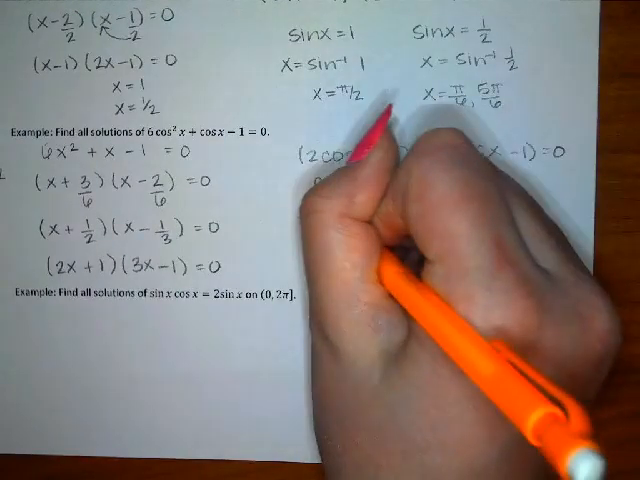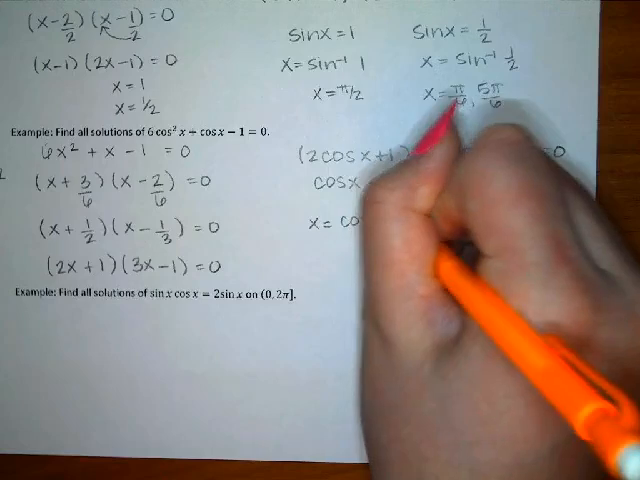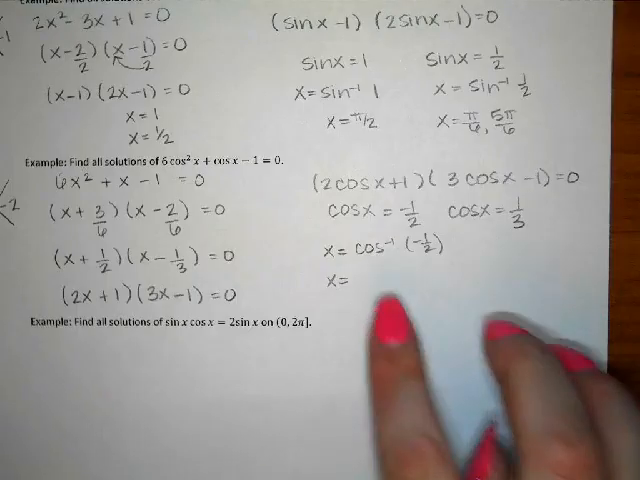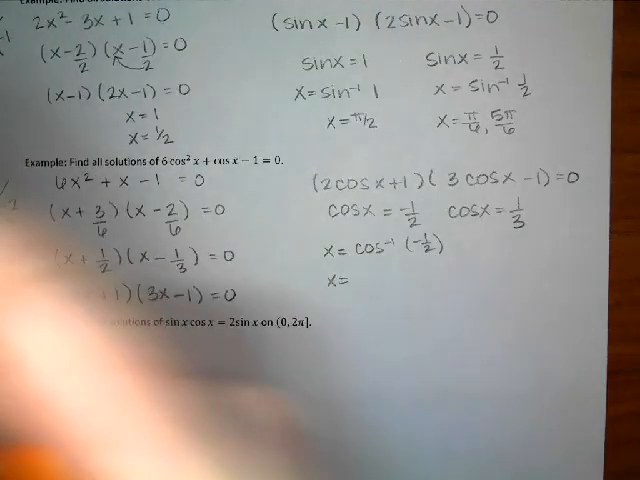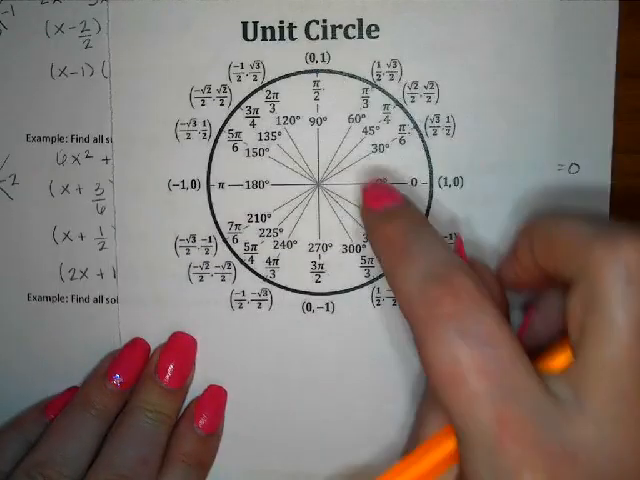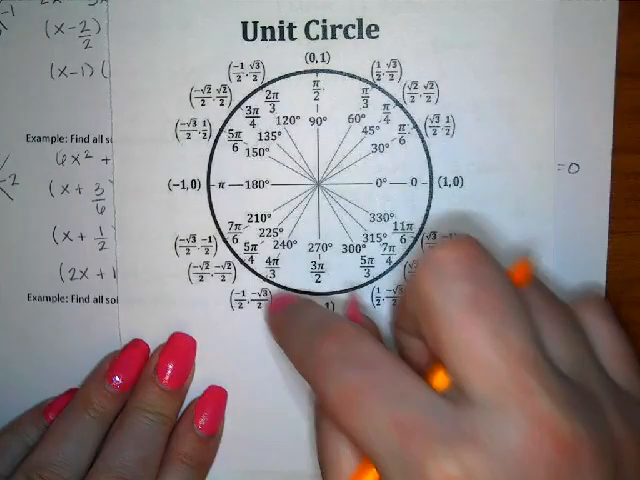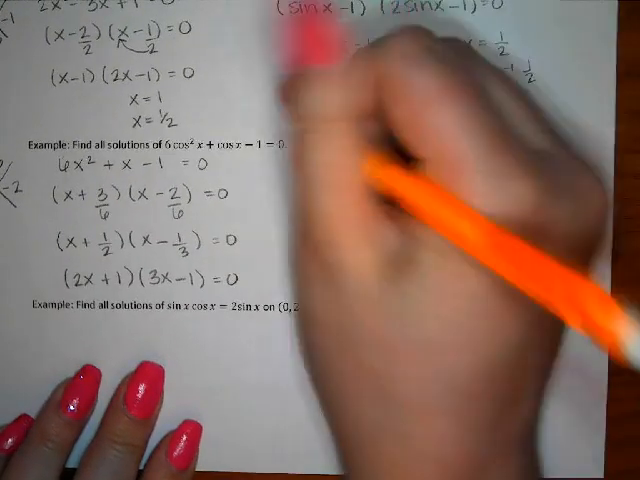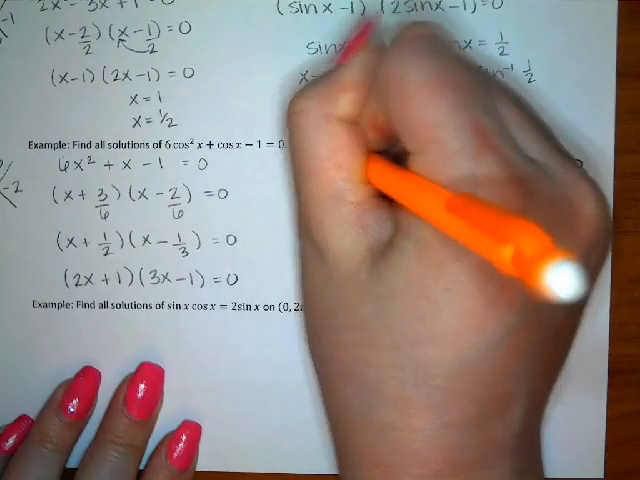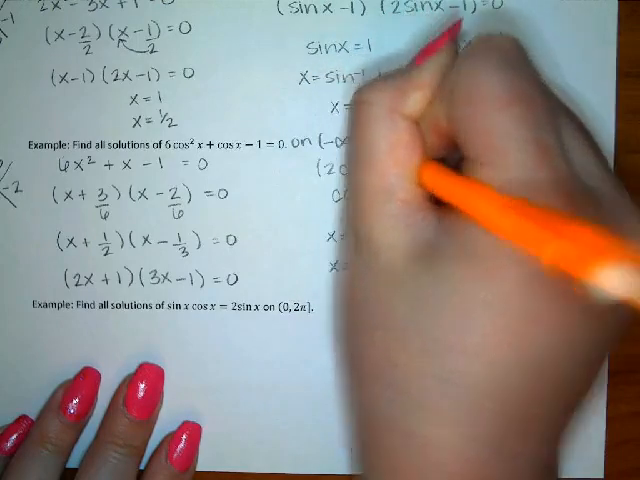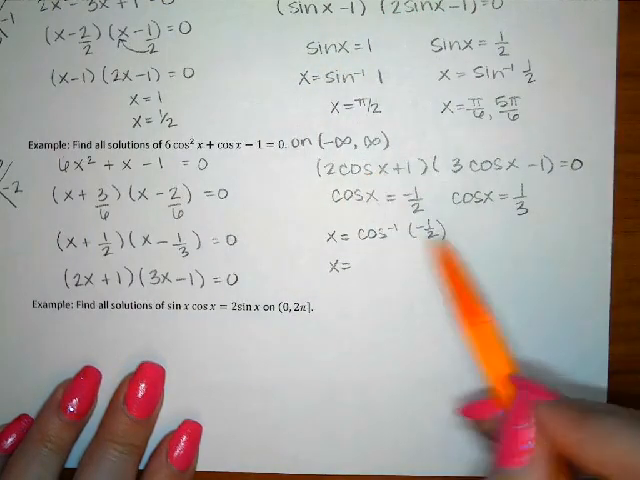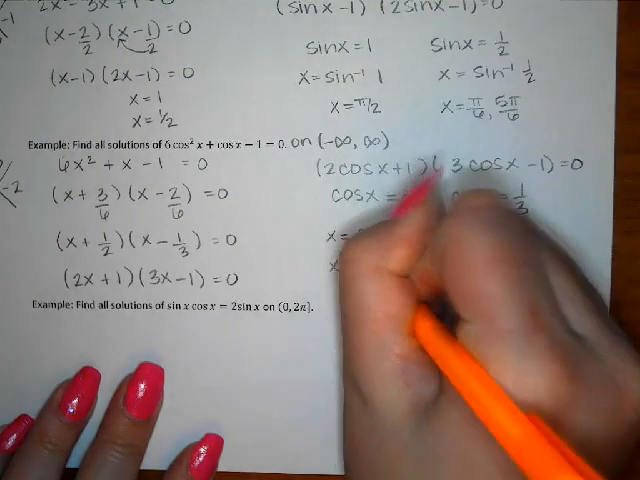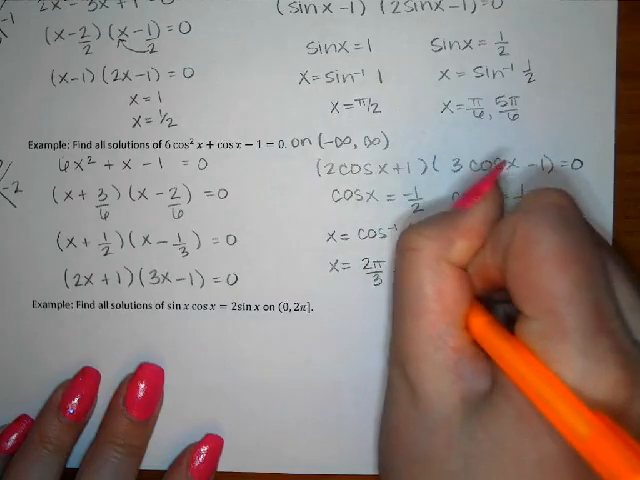So cos inverse of negative 1/2 gives 2 pi thirds and 4 pi thirds. And I didn't put the interval in the problem. We're going to do this one for negative infinity, infinity. Okay, so cos inverse of negative 1/2 is 2 pi thirds plus 2 pi k, and 4 pi thirds plus 2 pi k, okay?